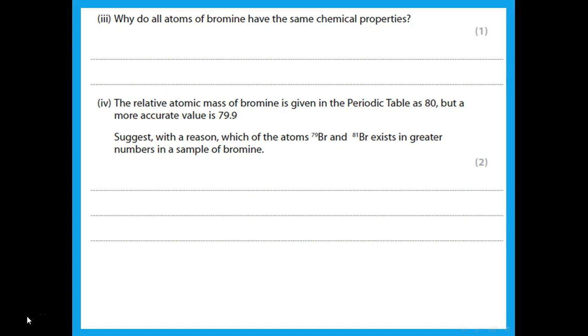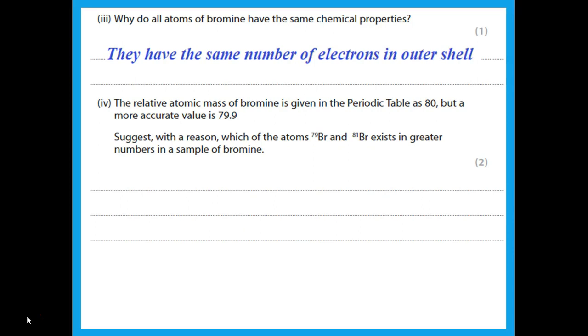Why do all atoms of bromine have the same chemical properties? Any atom that has the same number of electrons in the outer shell would have the same chemical properties. So all the isotopes have the same number of electrons in the outer shell, so they will have the same chemical properties. Remember, chemical properties are based on the number of electrons in the outer shell.